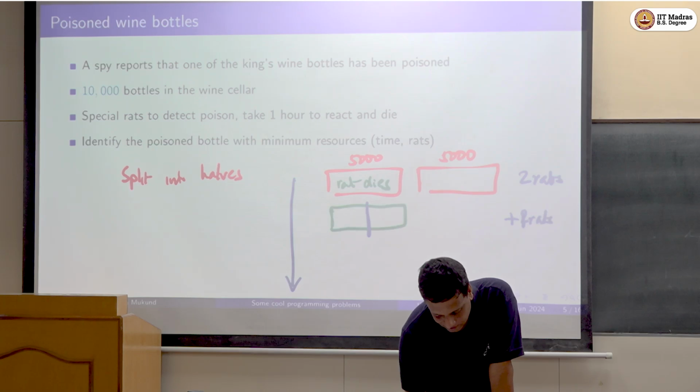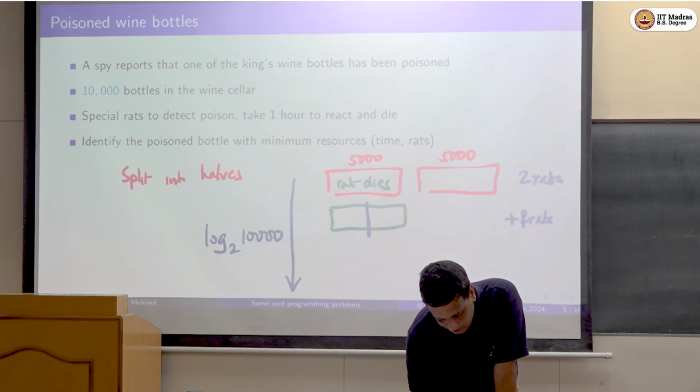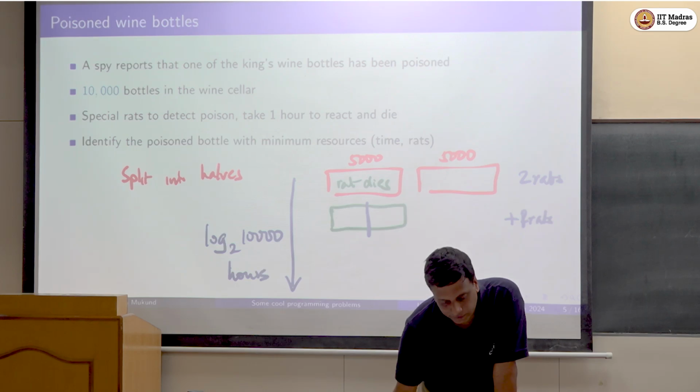Log 10,000. We can use, instead of 2, even 10. And how many rats are you going to use? Roughly the same, right?